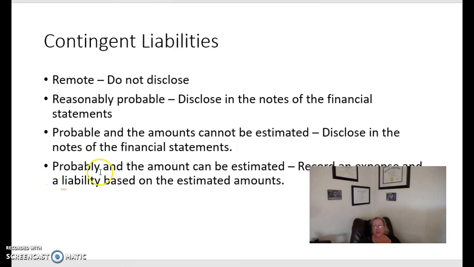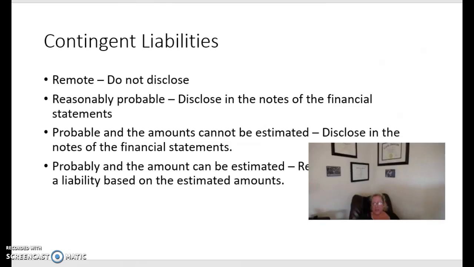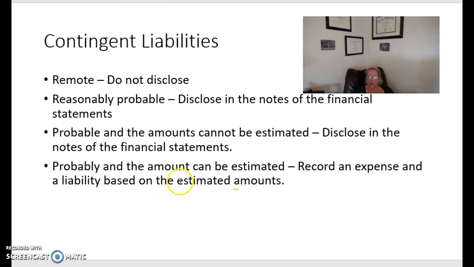And then if it's probable and the amount can be estimated, then you're going to record an expense and a liability, and you're going to base that on the estimated amount. So it becomes part of the actual financial statements and not in the notes, but actually recorded as an expense and a liability, and you use your best judgment.